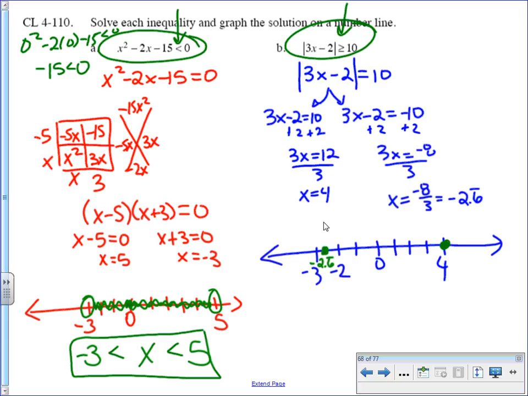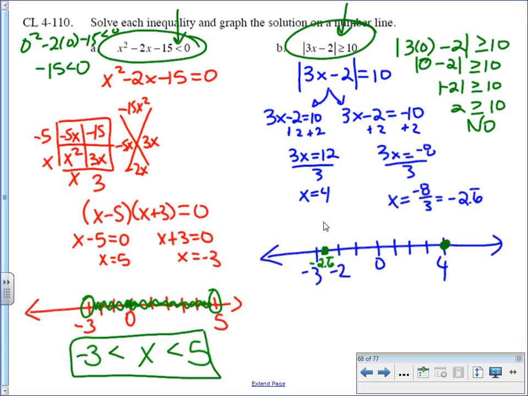Let's test 0 because that's in between here just to see if that would work. So 0 in my equation, 3 times 0 minus 2 in the absolute value. That gives me 3 times 0 is 0, minus 2 is negative 2. Absolute value of negative 2 is positive 2. No, this is not greater than 10. So that means 0 does not work, and I cannot shade in between the boundary points, but I can shade on the outside.